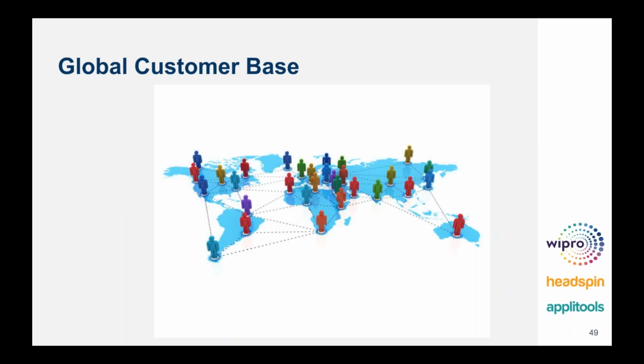Let's say it's a Facebook or Uber, they have customers around the world: North America, Africa, India, name it. They basically have customers all around the world. So you basically want to test from regions where your users are connecting from.